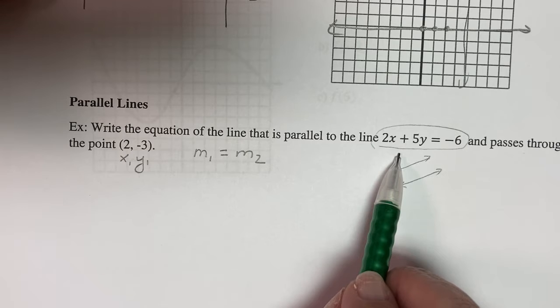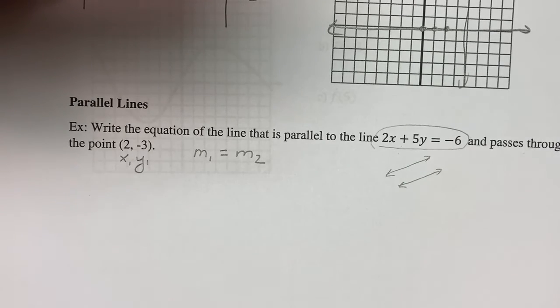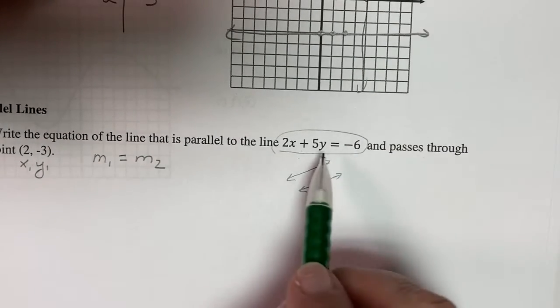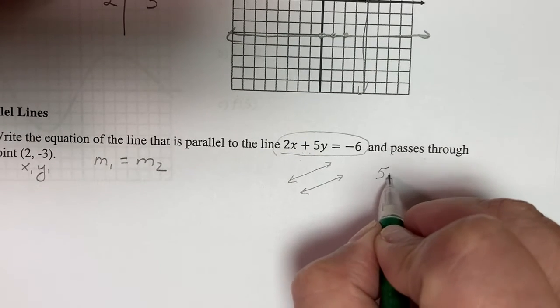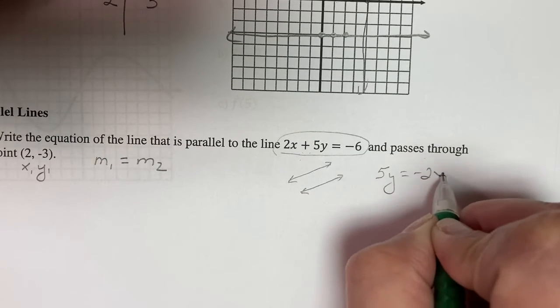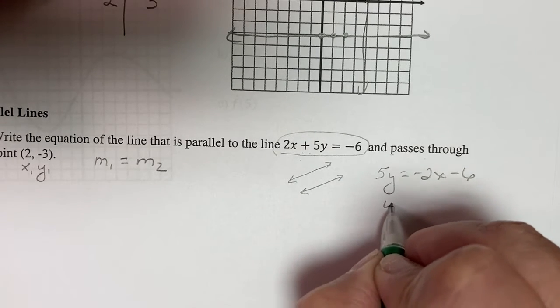There are a couple of ways you could find the slope of this line. One way would be to take this line and put it into slope-intercept form. That means I want to get the y alone on one side. So the first thing I would do is subtract the 2x, and I would divide by 5.